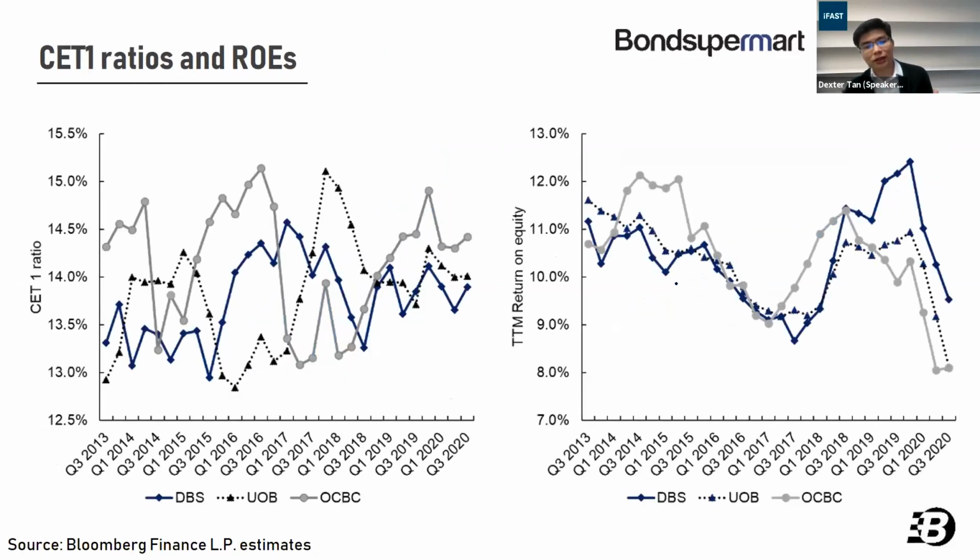I compared DBS against UOB and OCBC. The chart on the left shows that the CET1 ratio is very high, and pretty much similar for all the three banks. So not much different, I would say, for capital adequacy across the three Singapore banks. But if you look at return on equity, which is a measure of profitability, profitability has been falling, because of their higher provisions during COVID-19, which is why they are taking lower profits in the past couple of quarters.